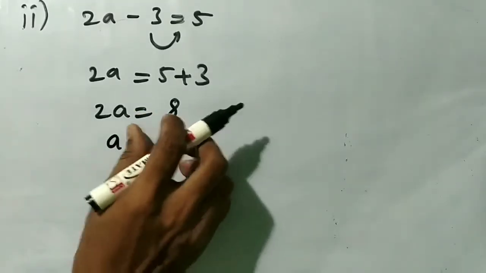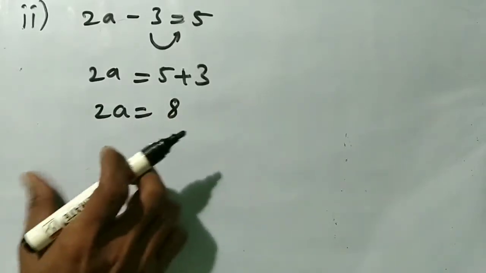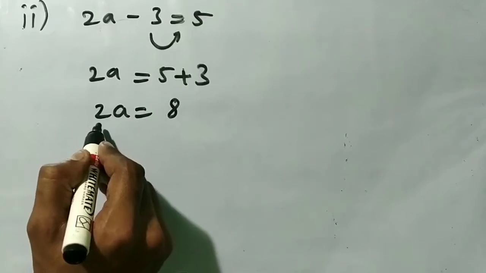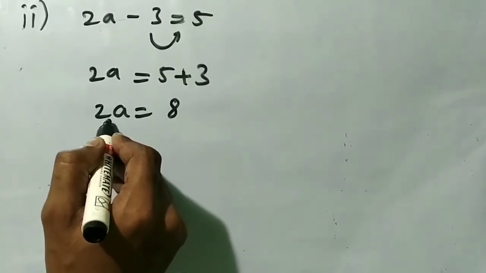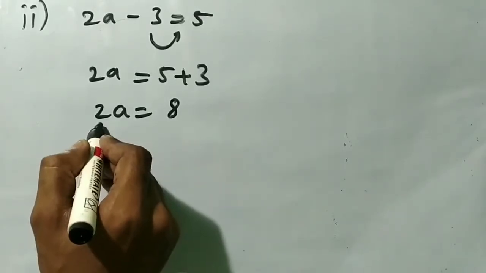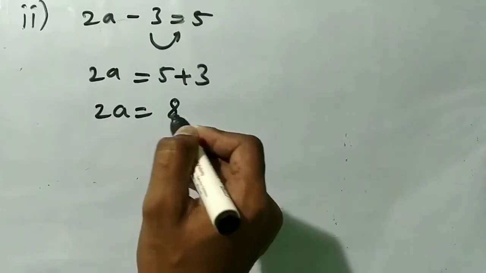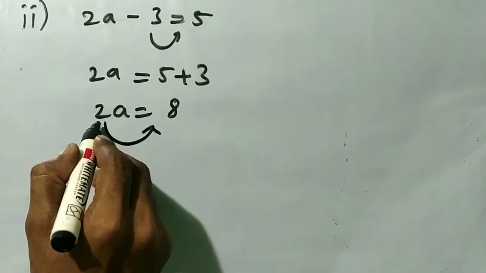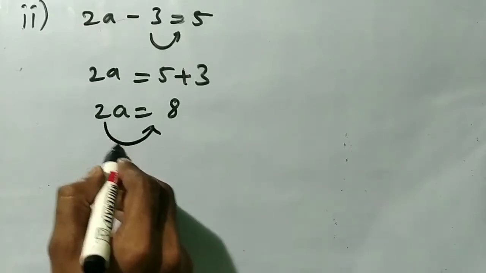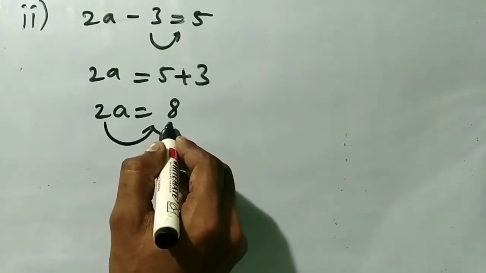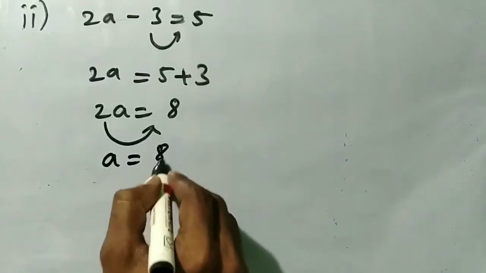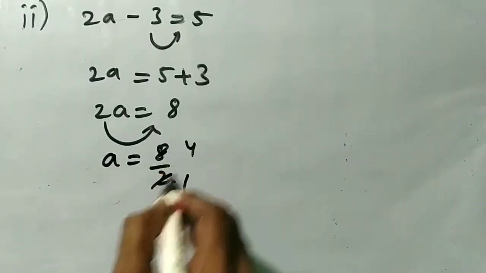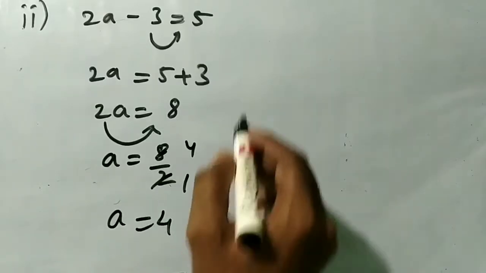So a is equal to... On the LHS, 2 is multiplying with a. When it goes to the RHS, it becomes division, 8 divided by 2. So a is equal to 8 by 2. 2 1s are 2, 2 4s are 8, so a is equal to 4.